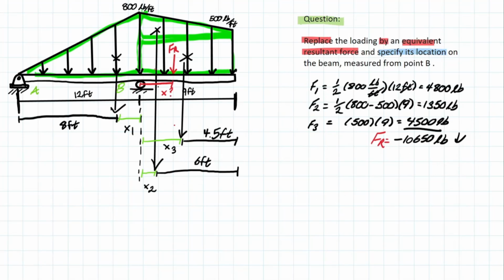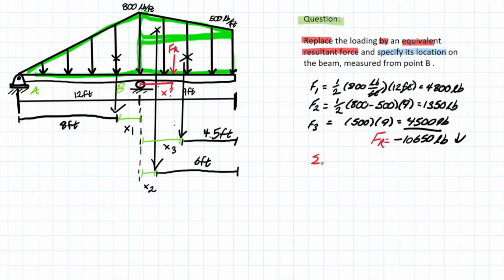Alright, so now I have everything set up from the previous part of the question. Now it wants us to specify the location of FR on the beam measured from point B. So I drew up this little sketch here to just have a representation of what it means. So it's looking for where this resultant force is going to end up with respect to location B. But how are we going to do that with only forces? Because we converted pounds per foot into pounds. Well, now we actually need to use our equilibrium equations to try and figure this out.